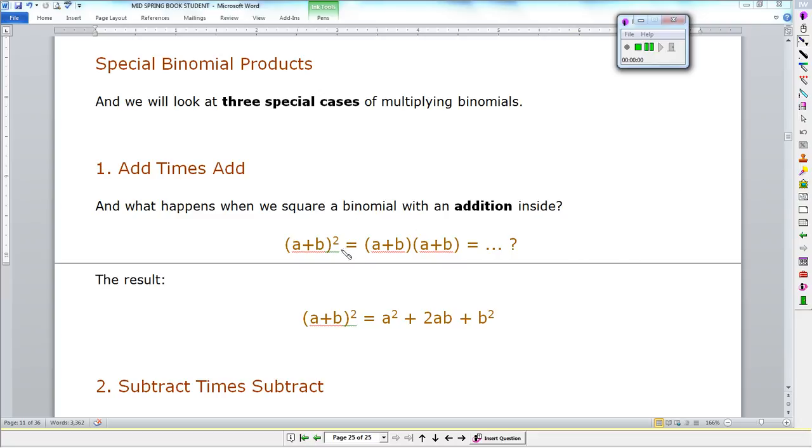If we have a binomial, and in this case this is a sum, so (a + b) squared. So they have addition inside, so this is the same thing as writing them as a product of a smaller degree, degree 1, which is (a + b) times (a + b). Now this will be equal to what? So remember the steps that we showed you again.